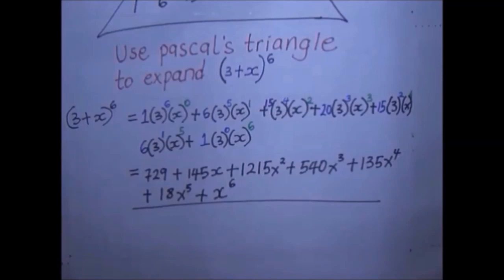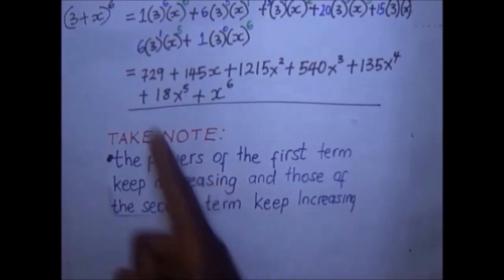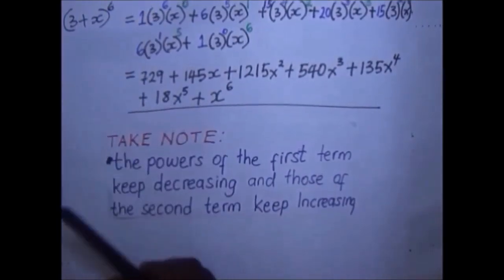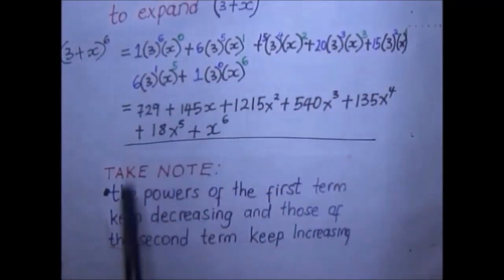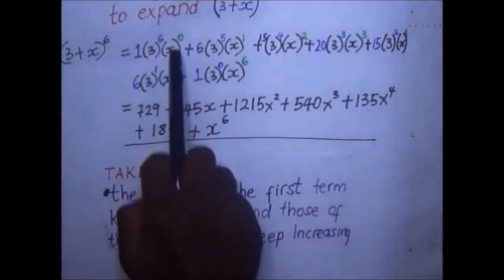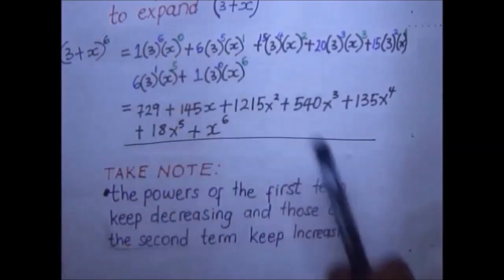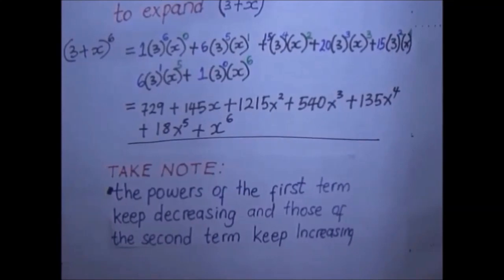So in our expansion there, I want you to take note of this: the powers of the first term keep decreasing. This is the first term. The powers keep decreasing from 6 to 5 to 4 to 3 to 2 to 1. The powers of the first term keep decreasing, and those of the second term keep increasing. The ones in green, the second term, which is x, the powers keep increasing. And that is true for all binomial expansions.